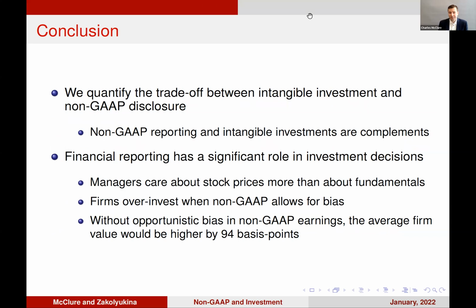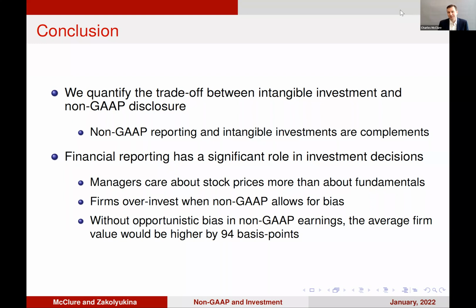Just to wrap up in the last minute that I have, our paper is looking at the trade-off between intangible investment and non-GAAP disclosure. And we find that there's this complementarity going on. We also estimate that financial reporting has a significant effect on a manager's investment decisions. And part of that is because the manager cares a lot about stock price, far more than he does about just the fundamentals of the firm.